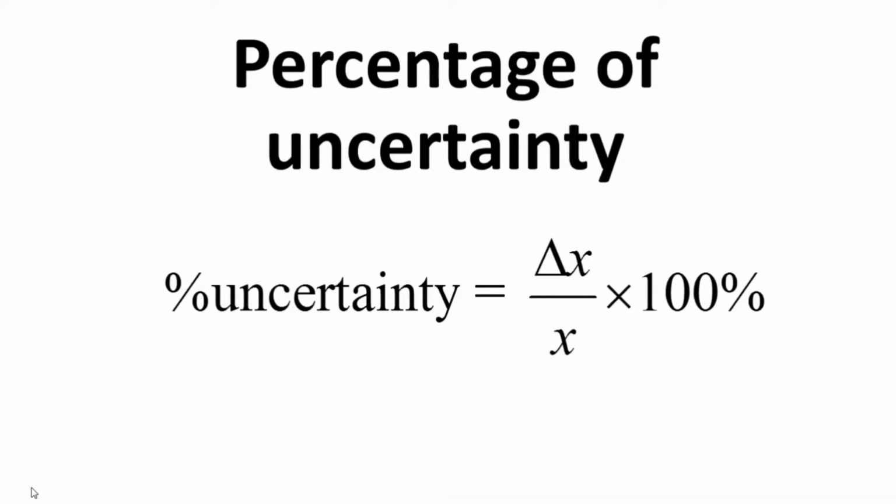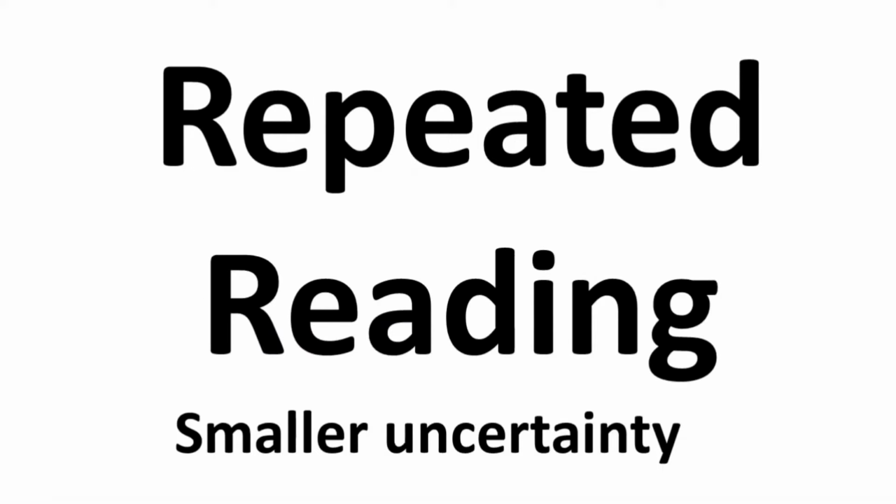The smaller the value of the percentage of uncertainty, the better the measurement. That is it for a single reading measurement. Now we are at the repeated reading section. We want the uncertainty of the measurement to be small. In order to do that, we are going to do a repeated reading.